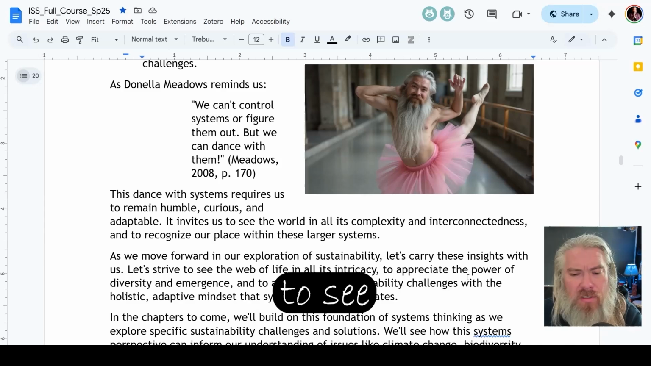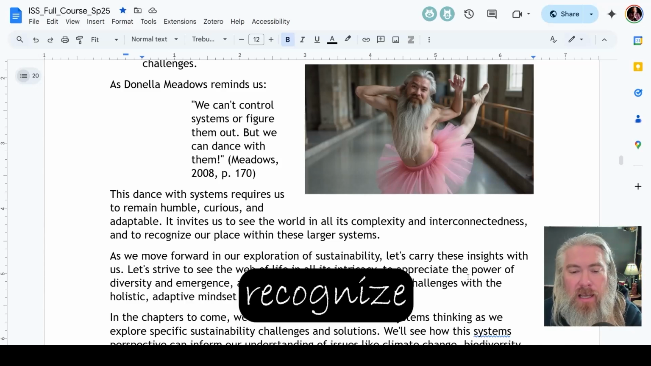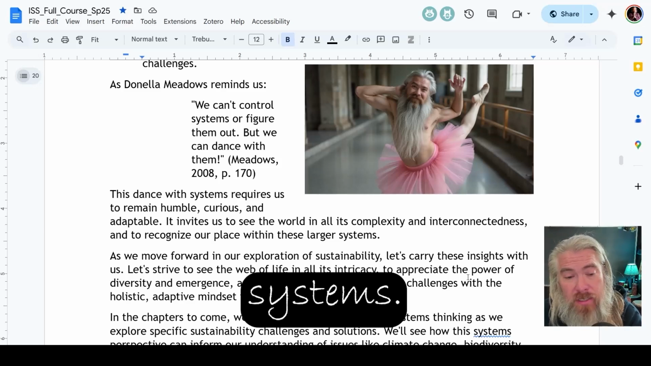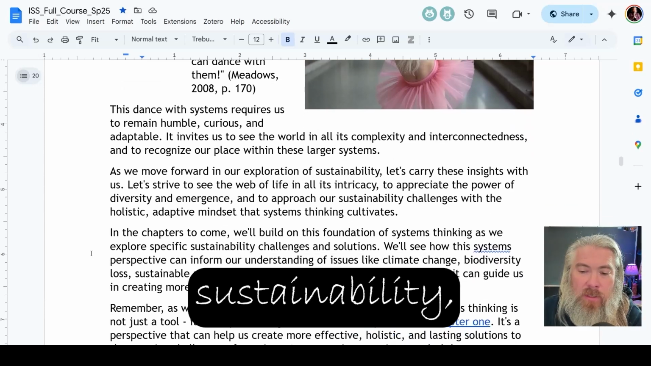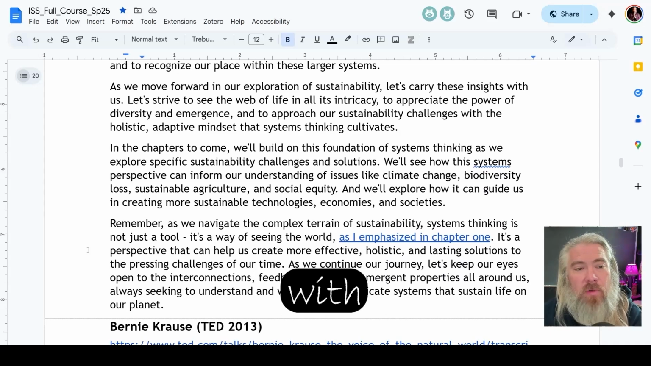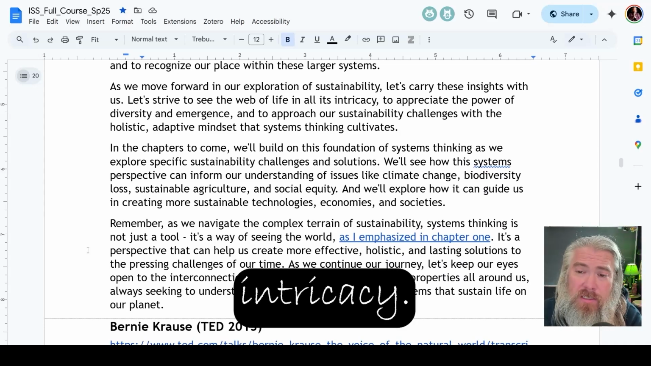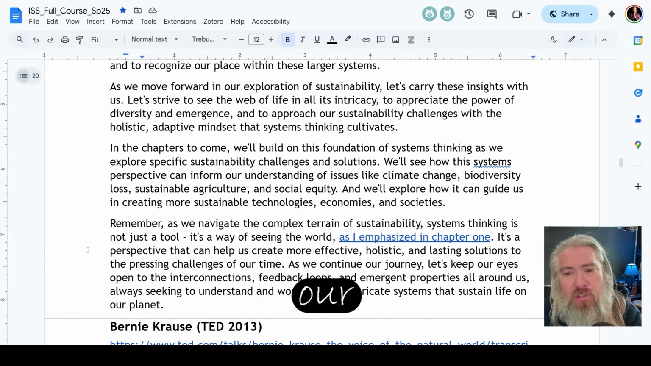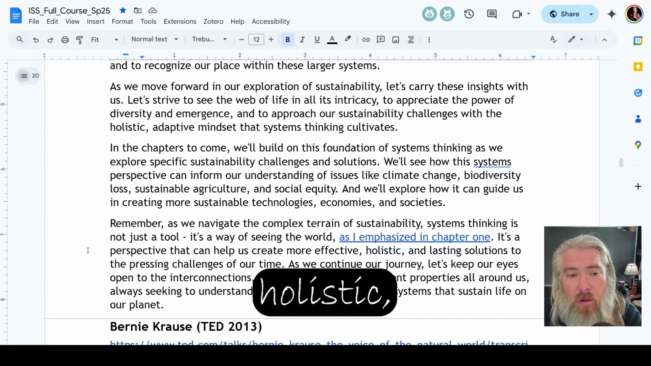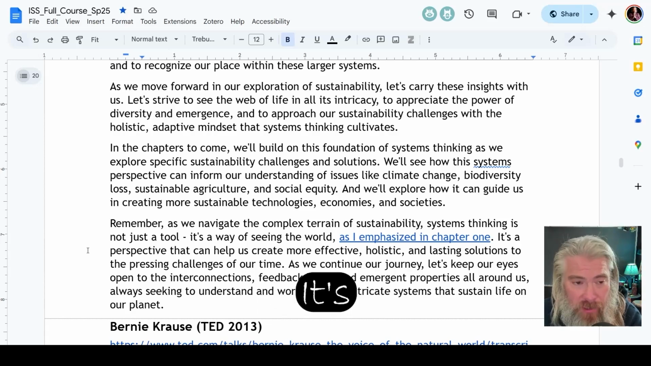It invites us to see the world in all its complexity and interconnectedness, and to recognize our place within these larger systems. As we move forward in our exploration of sustainability, let's carry these insights with us. Let's strive to see the web of life in all its intricacy, to appreciate the power of diversity and emergence, and to approach our sustainability challenges with the holistic, adaptive mindset that systems thinking cultivates.